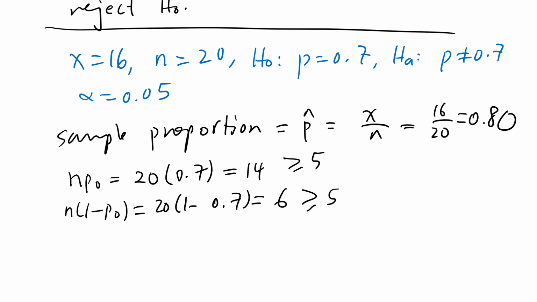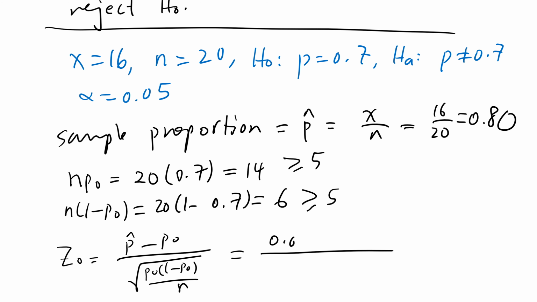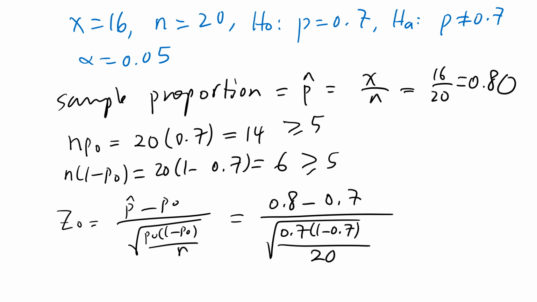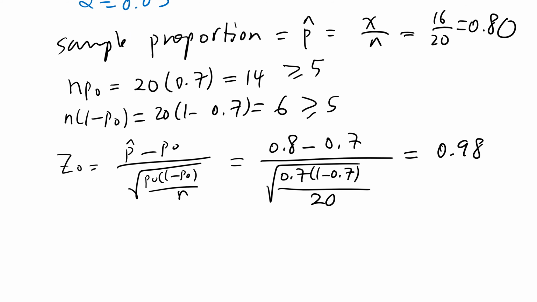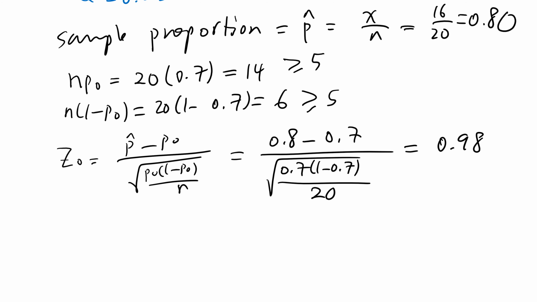We need to run the two tail test here. So always find z sub 0. It's p hat minus p0 over the square root of p0 times 1 minus p0 over n. P hat is 0.8 minus p0 is 0.7, over the square root of 0.7 times 1 minus 0.7 over n, which is 20. If you put all this in the calculator, that gave me 0.98. Now we can either use the p-value or the critical value. Let's use the critical value for now.